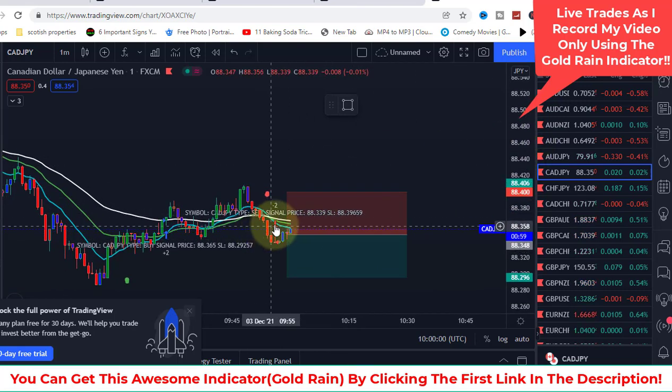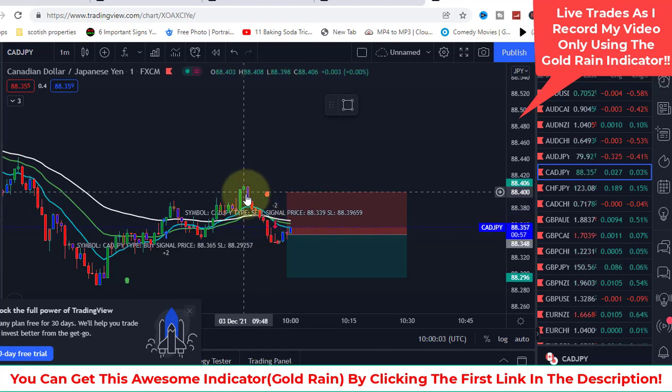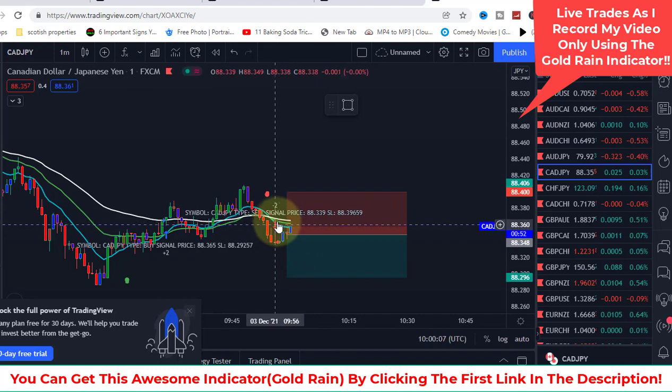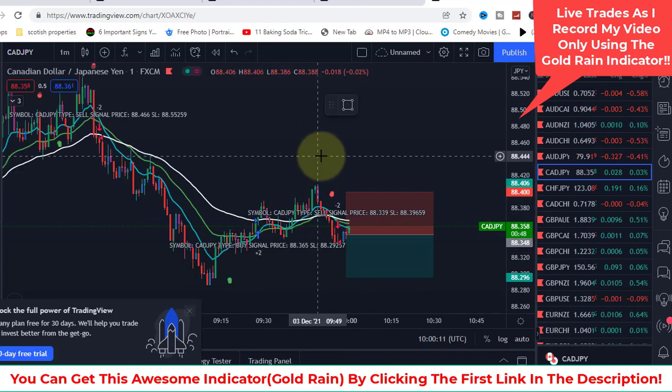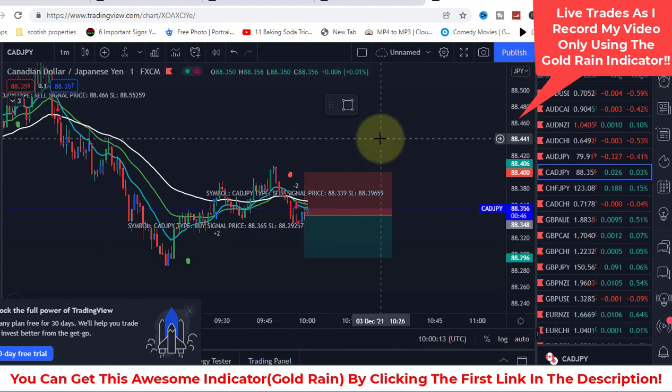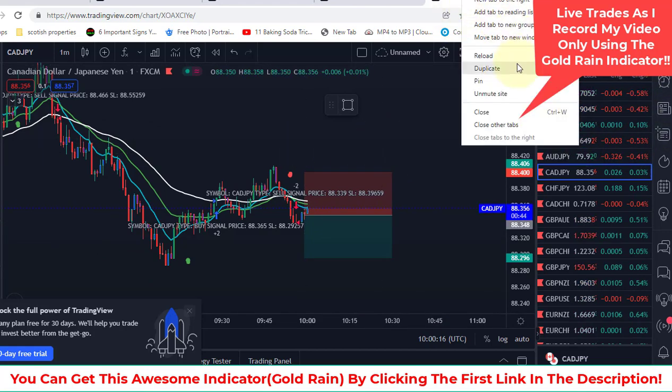So I just had this red dot telling me the trend is going to go down, and then the sell signal as well. So I just went down. Let's see if it's going to be the right decision or not. And then let's try another pair, guys.